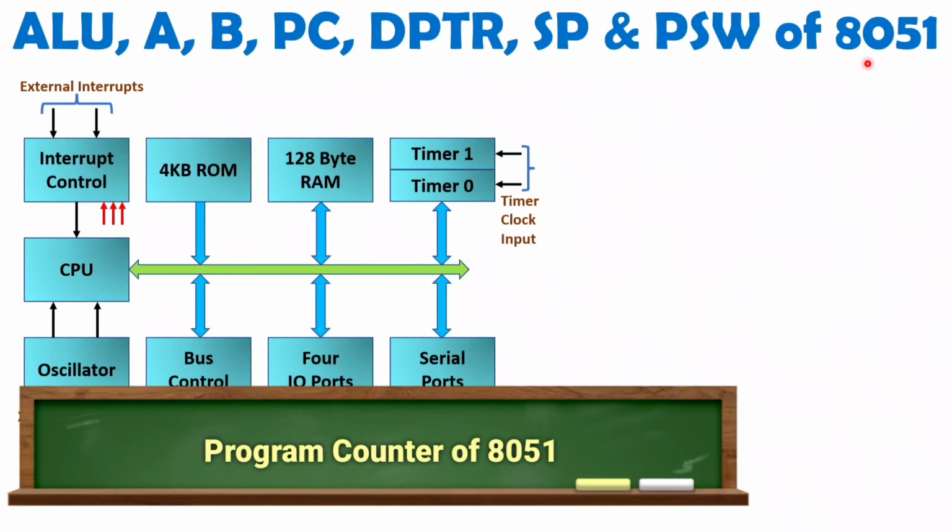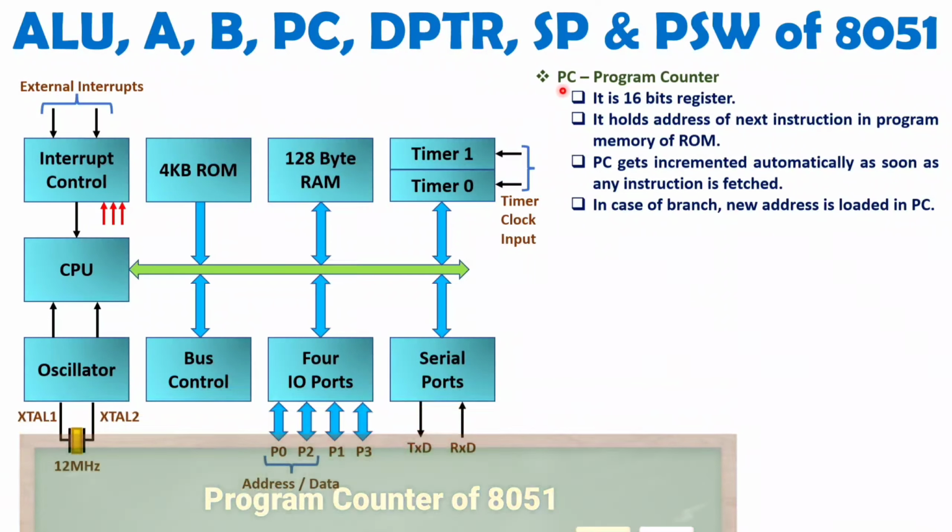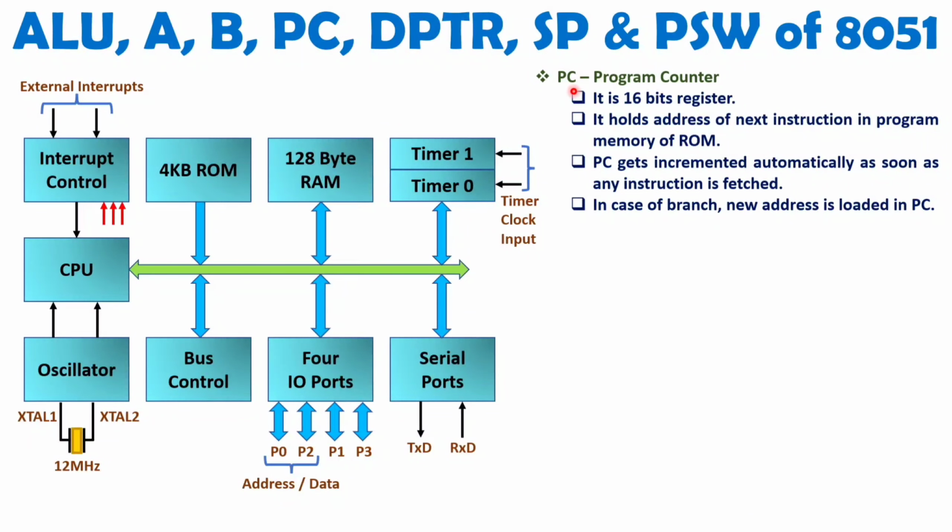Now my dear students, I'll explain to you how the program counter works. You should know, my dear students, that 8051 is based on Harvard architecture. Harvard architecture means that for program and for data we will have separate memory. Internally we have 4 KB of ROM and 128 bytes of RAM. RAM will hold data and ROM will hold the program, meaning instructions.